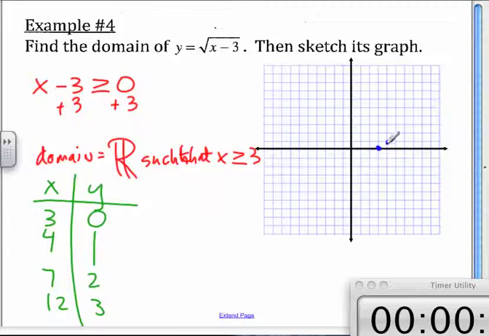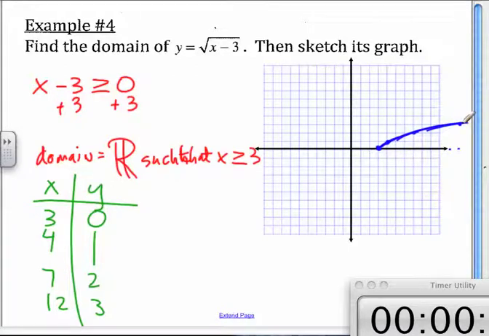4, 1, that goes right here. 7, 2, let's see, that's 10, 9, 8, 7 is 2. And then 12, 12's way out here. 12, 10, 11, 12 is 4. So the graph of this thing looks sort of like this.